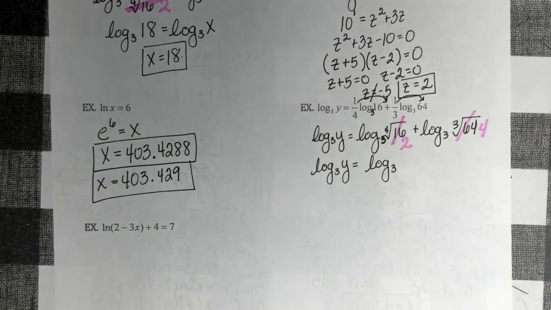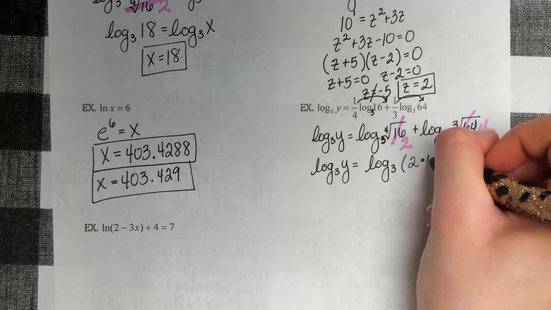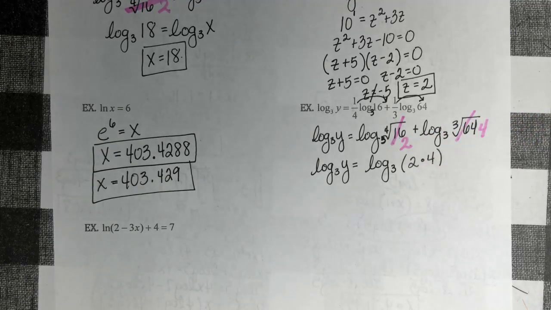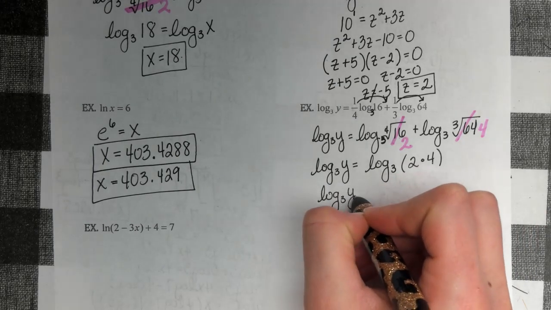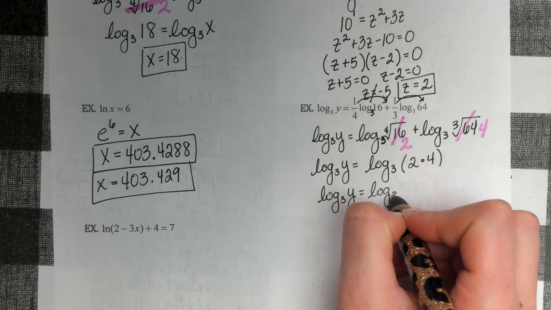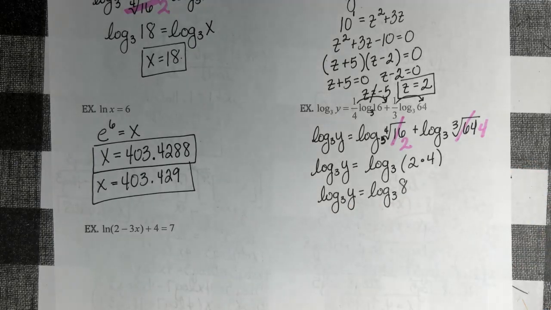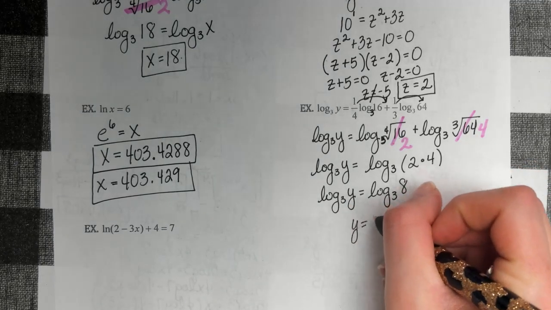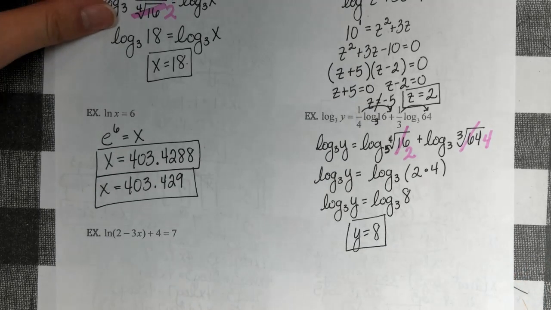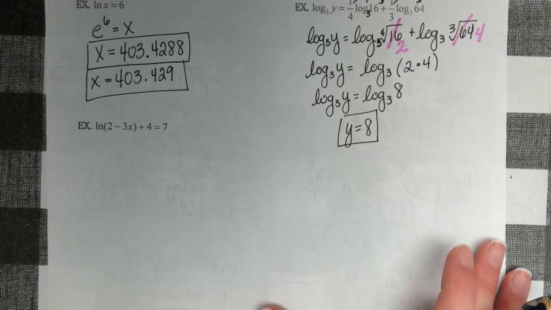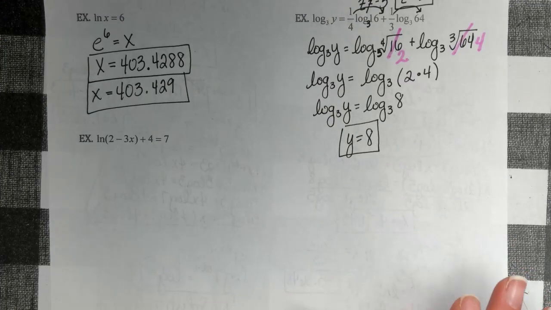What am I doing with a plus? I'm multiplying 2 times 4. So log base 3 of y equals log base 3 of 8. So y equals 8. What do I do for my next one?